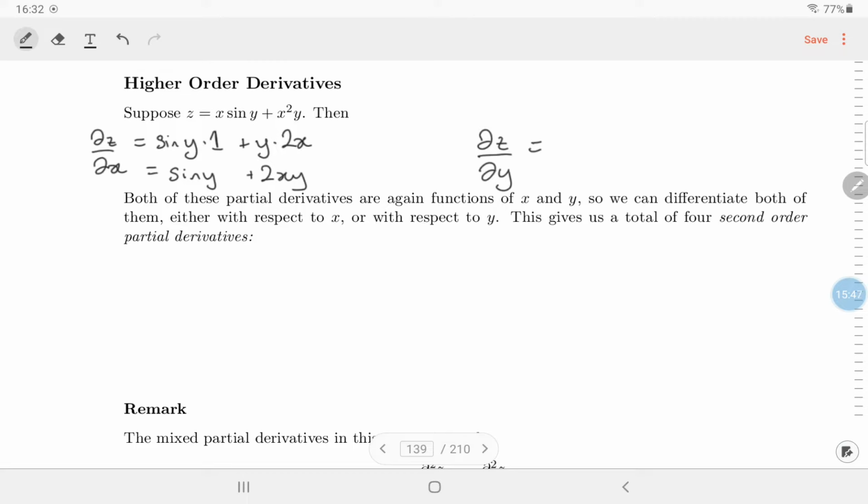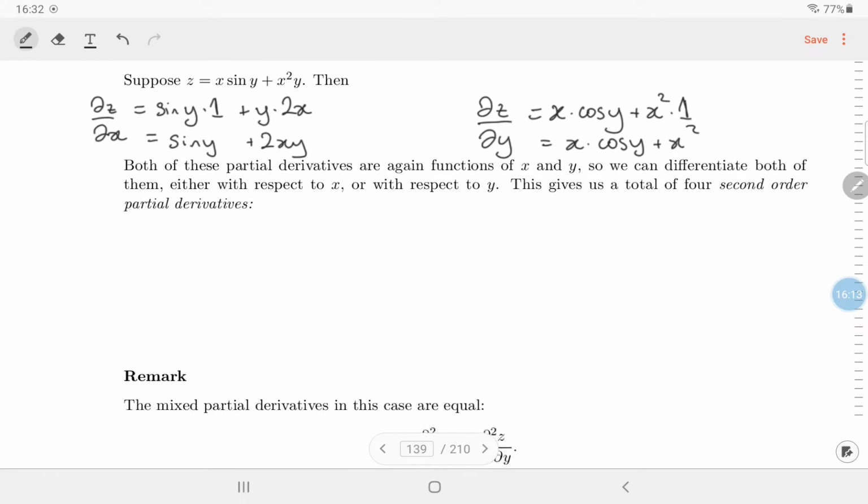And then you can go back to the start and differentiate with respect to y. So going with respect to y, x is a constant. So in the x sine y, you can fix the constant x, and the derivative of sine of y with respect to y is cos of y. And in the second term, you can fix the constant x squared, and the derivative of y with respect to y is 1. And we can tidy that up slightly: x cos y plus x squared.